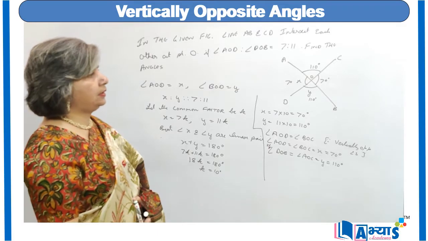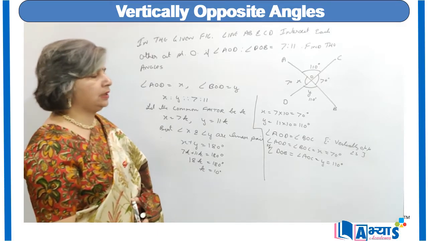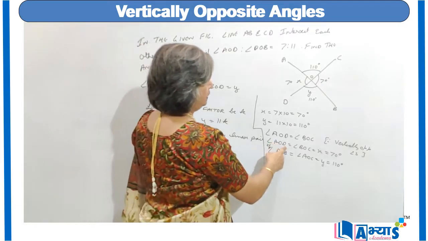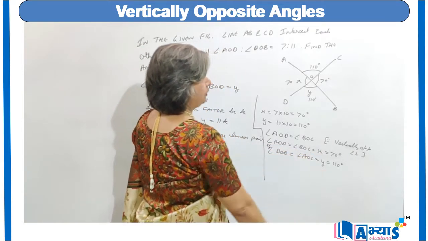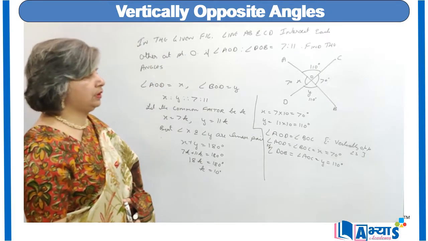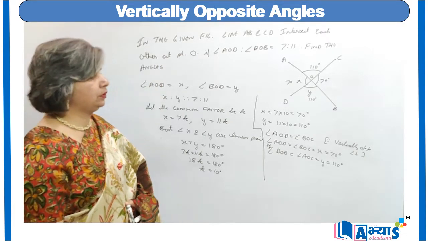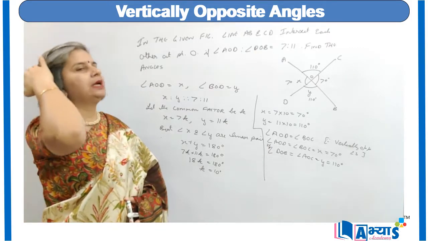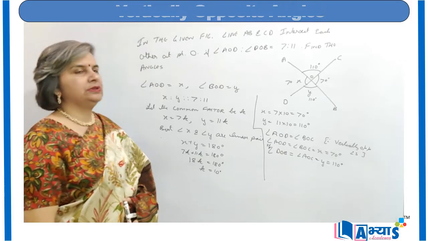Now we know that angle AOD and angle BOC are equal because they are vertically opposite angles, and therefore angle AOD is equal to angle BOC is equal to x, that is 70 degrees. Similarly, DOB is equal to AOC and equal to y, and it is 110 degrees. So this is how we can find all the angles when we know that the ratio is 7 is to 11.